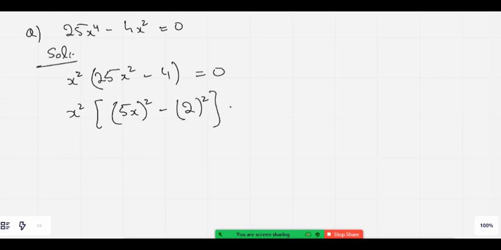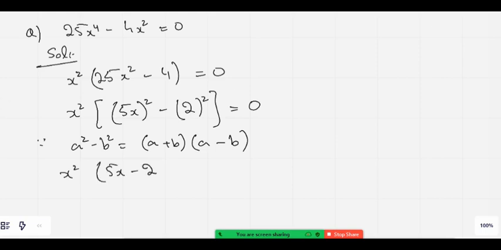Now it is giving you the format of a square minus b square. Yeah. So we are going to split and get the 2 factors over here. X square, and this is 5x minus 2, and this is 5x plus 2 equals to 0. So you see you're going to equate, you're having 4 factors indeed. x square, if you write separately it is giving you x and x. So that's how you're getting 2 factors here, and then 5x minus 2 and 5x plus 2. So overall you're having 4 factors.